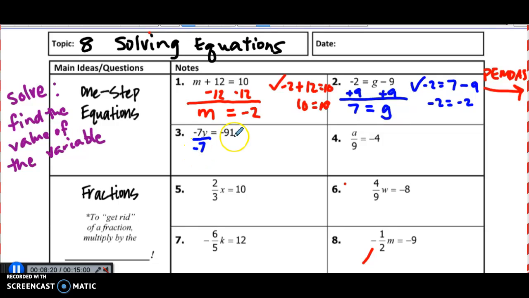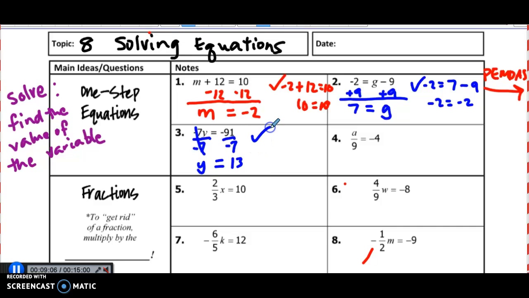So if I divide this side by negative 7, I have to do the same to the other side. So negative 7 divided by negative 7 cancels to 1. And 1 times y is y. So that's all that I have left on this side of the equation. And over here I have a negative divided by a negative, which is going to give me a positive. And when I do negative 91 divided by negative 7, I'm going to get positive 13, because 7 will go into 9 one time, and it gives me 2 leftovers. So 7 will then go into 21 3 times. So I end up with positive 13.